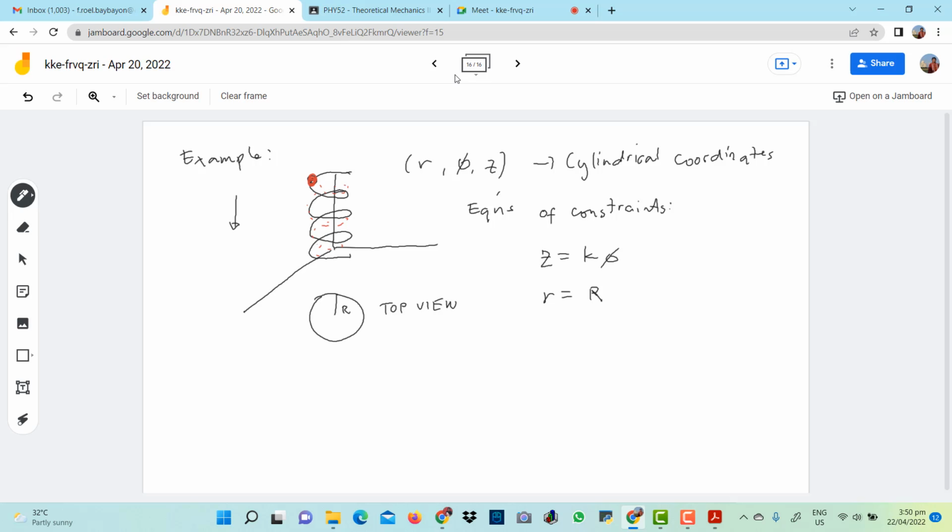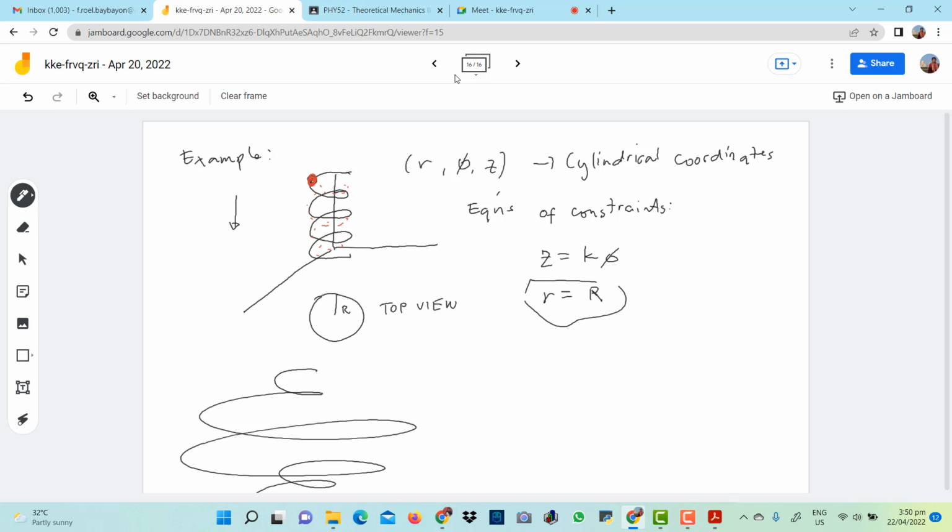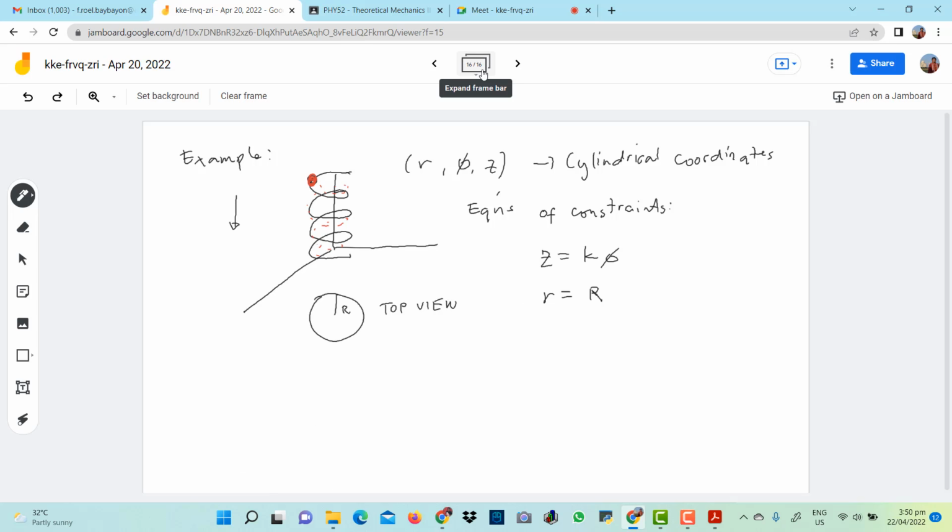Okay? But sometimes, for example, if your problem is a helix whose form varies, so that R varies, then there is only one equation of constraint; the r equals R is no longer there. It is possible that the radius of your helix differs. Anyways, let's take the constant radius case.